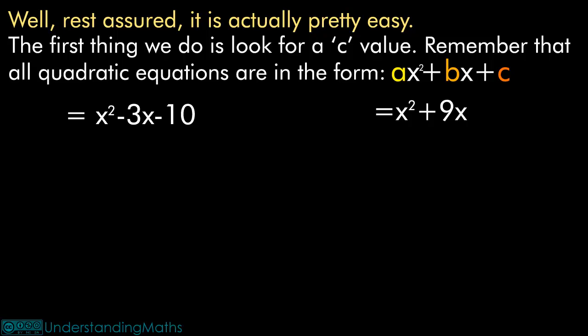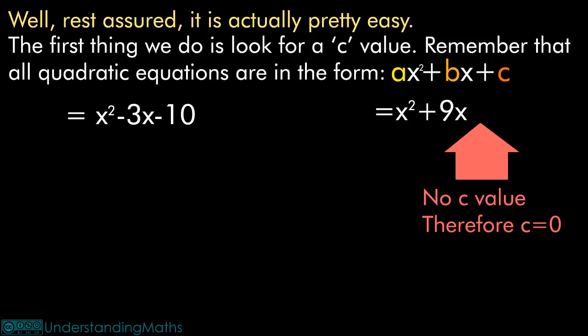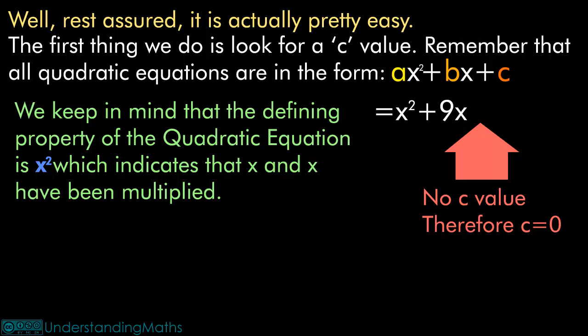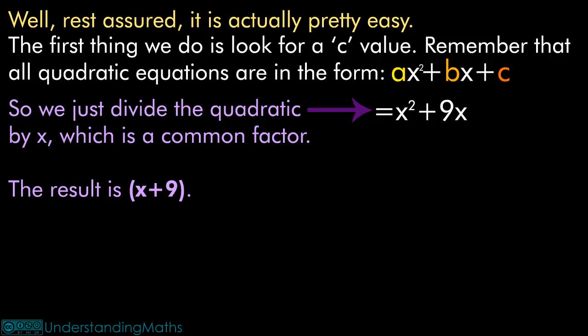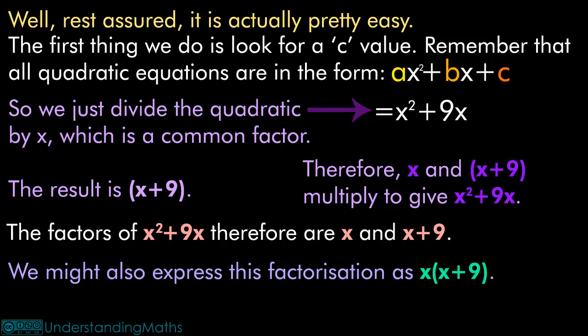The first thing we do is look for a c value other than 0. The equation on the right does not have a c value. We keep in mind the defining property of the quadratic, which is x squared, which is usually indicative of x and x having been multiplied. We also notice that in this quadratic, all terms are divisible by x. So we divide by the common factor of x, and the result is the sum of x and 9. Because we can divide x squared plus 9x into x and x plus 9, they multiply to give x squared plus 9x. The factors of x squared plus 9x therefore are x and the sum of x and 9. We might also express these factors as x times the sum of x and 9.